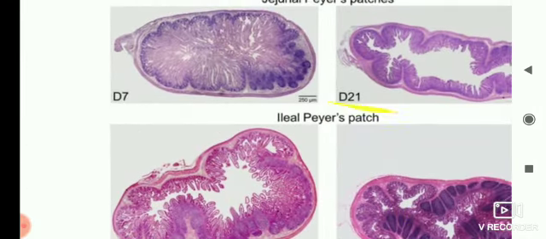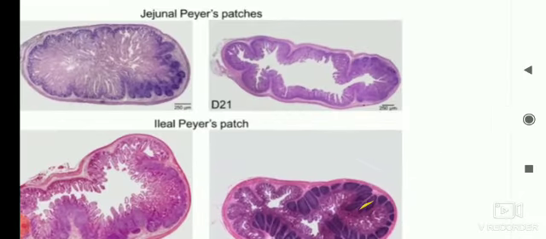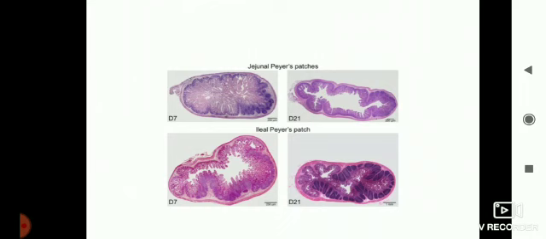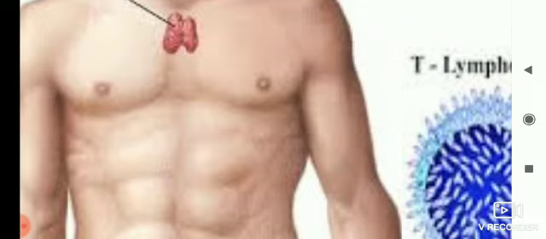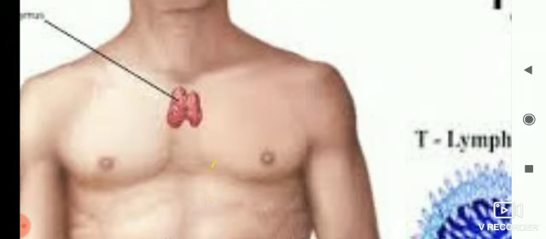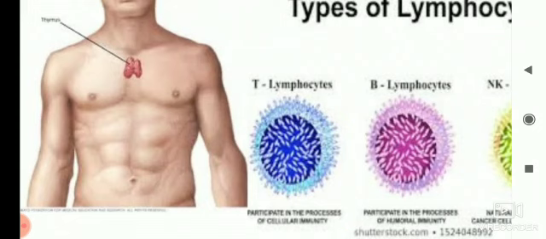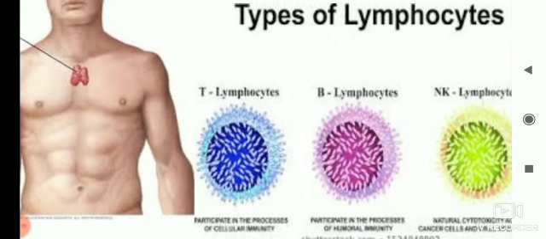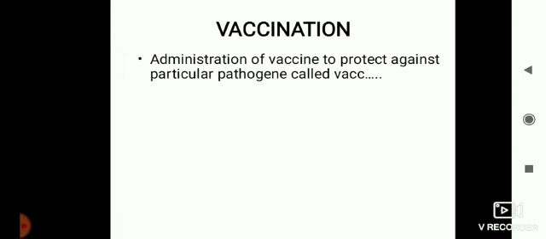See here in the picture, these are the Peyer's patches of the gut. Peyer's patches of gut means what? Here the maturation of lymphocytes takes place. Then T lymphocytes mature in the thymus gland. See here, this is the thymus gland. And here you can see T lymphocyte, B lymphocyte, meaning T cell and B cell.